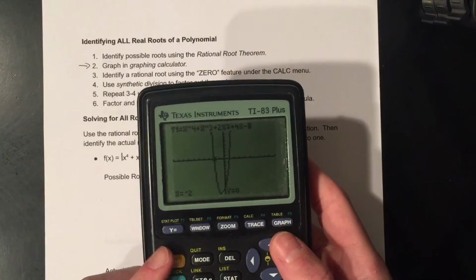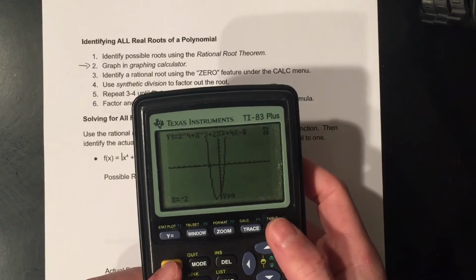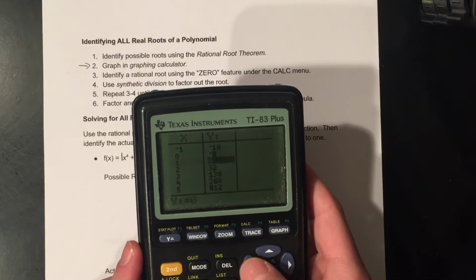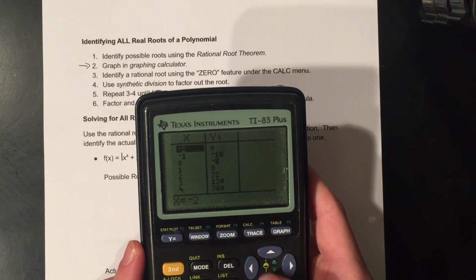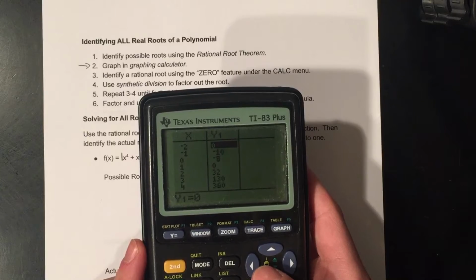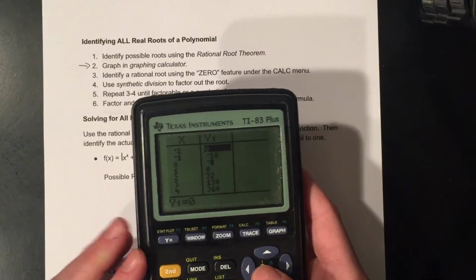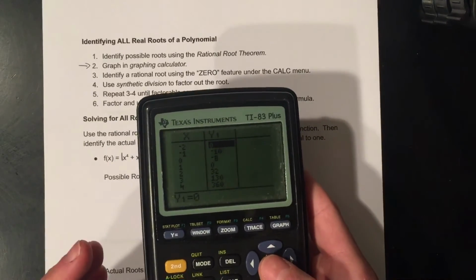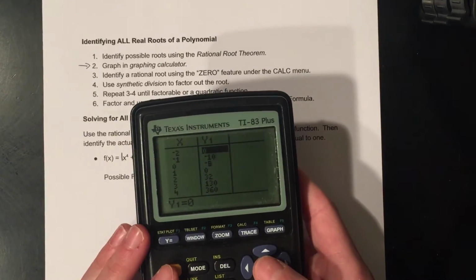Another way I can view this is I can go to the table. So it's second table. And I can see 1, 0. I can also see -2, 0. So there are some ways that you can show the zeros on the graph using a graphing calculator. Desmos is another great application that you can use to find those x-intercepts on a graph.